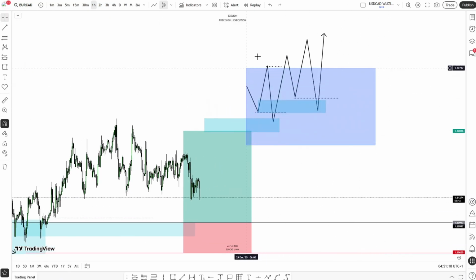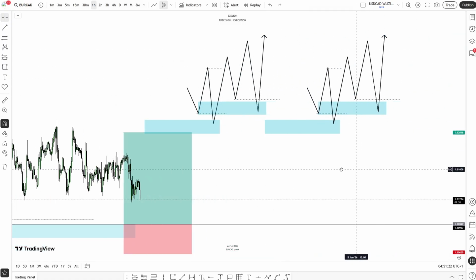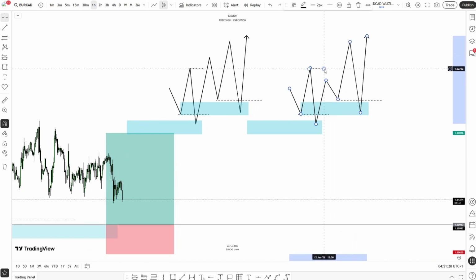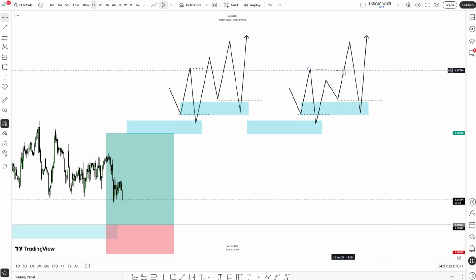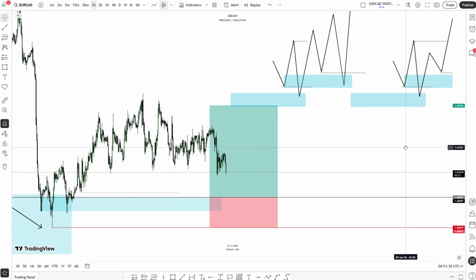Right, this can actually come like this. We can actually have the structural liquidity before the break of structure. The most important thing is that we have structural liquidity that's going to get taken out and expand higher. So this is actually our entry model, right?